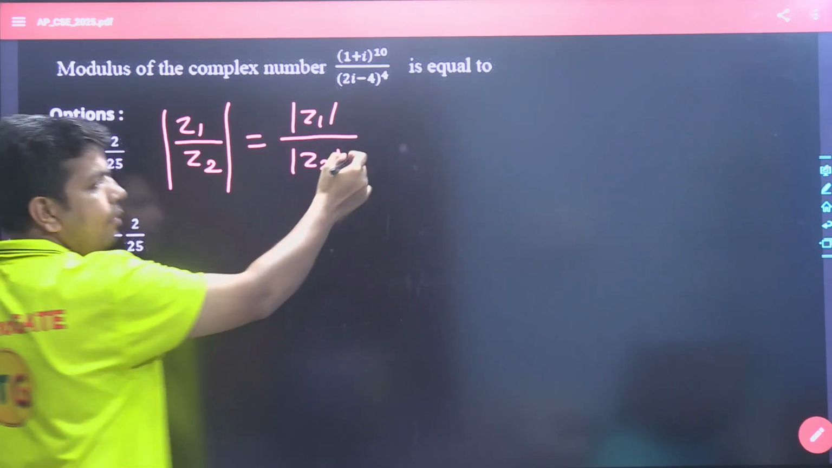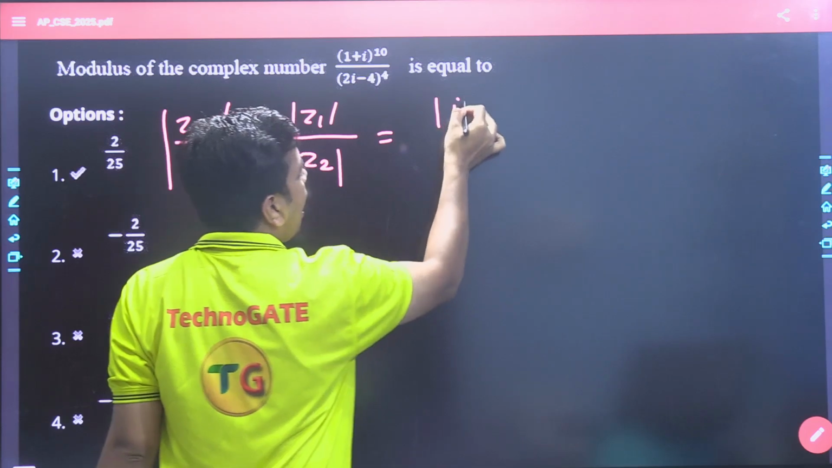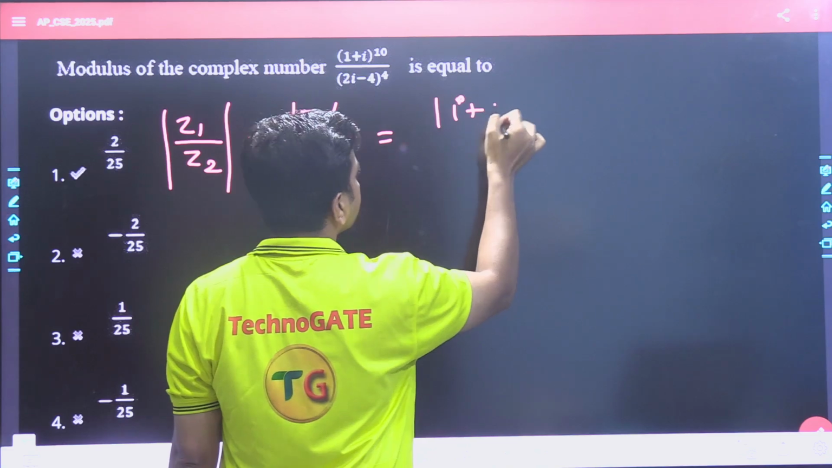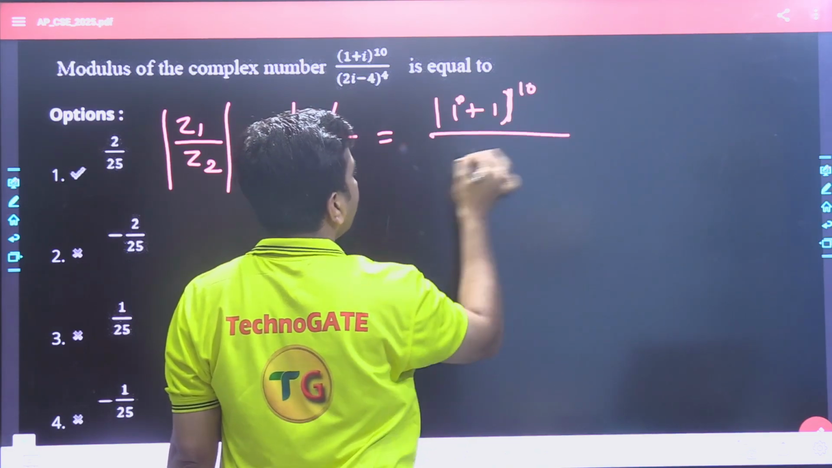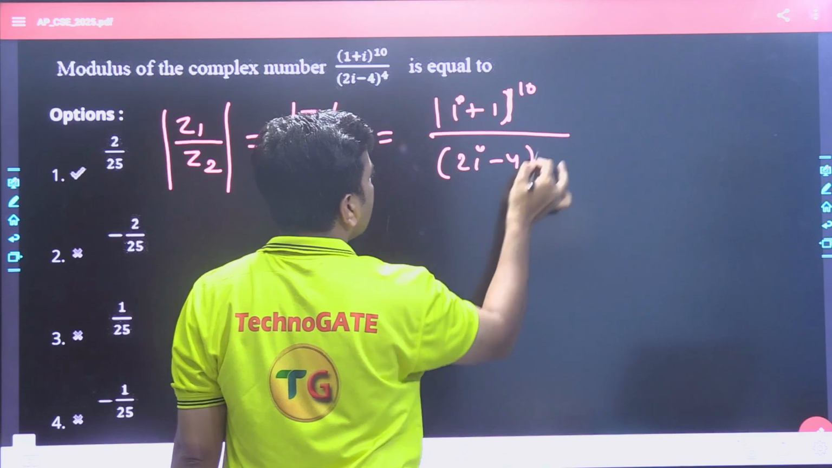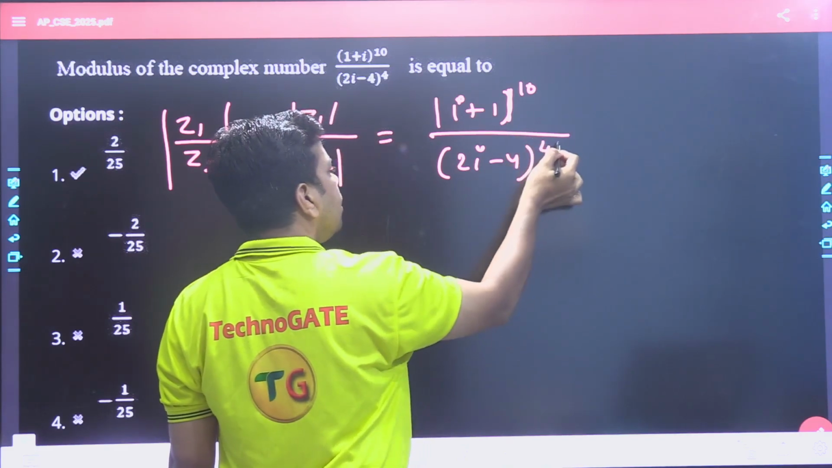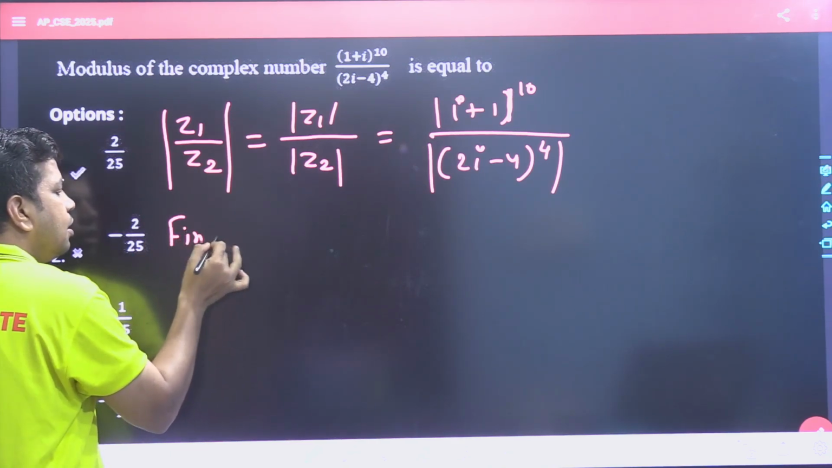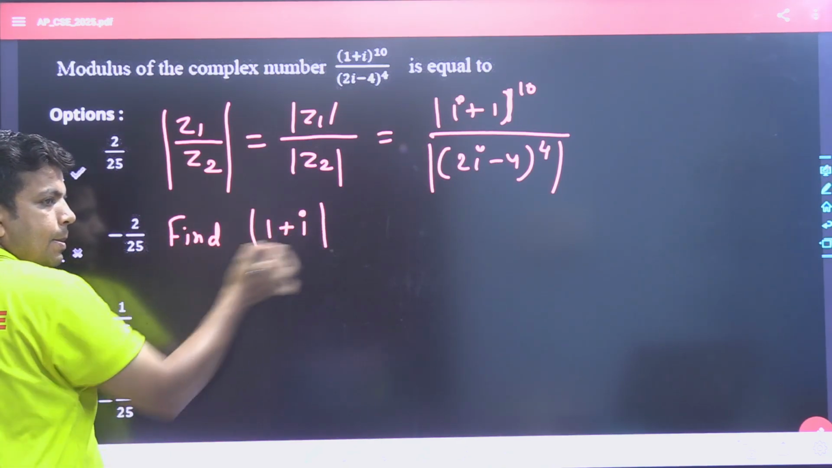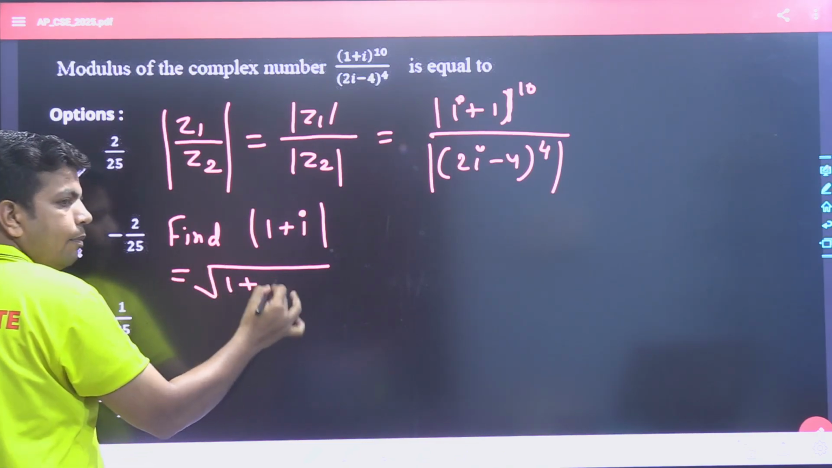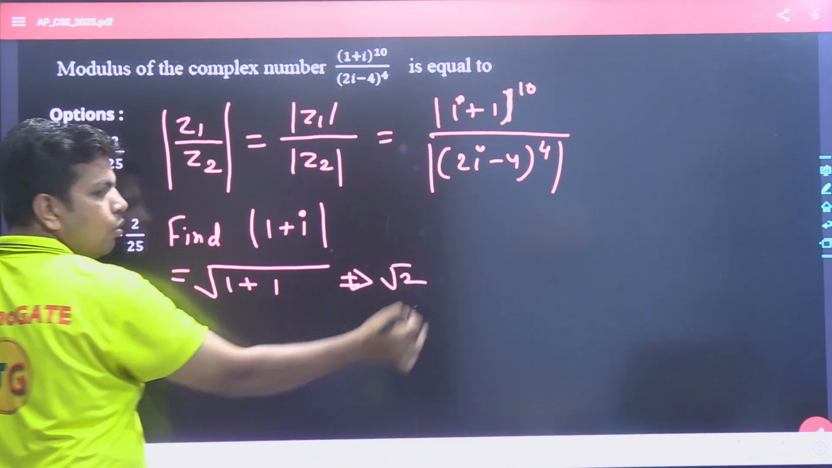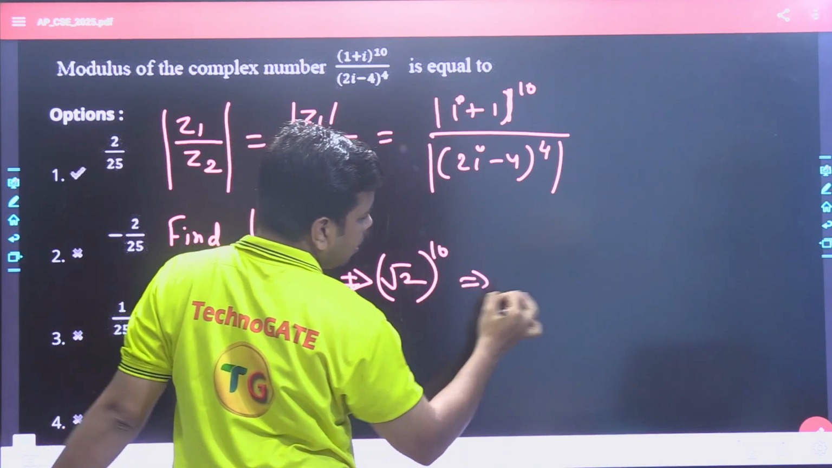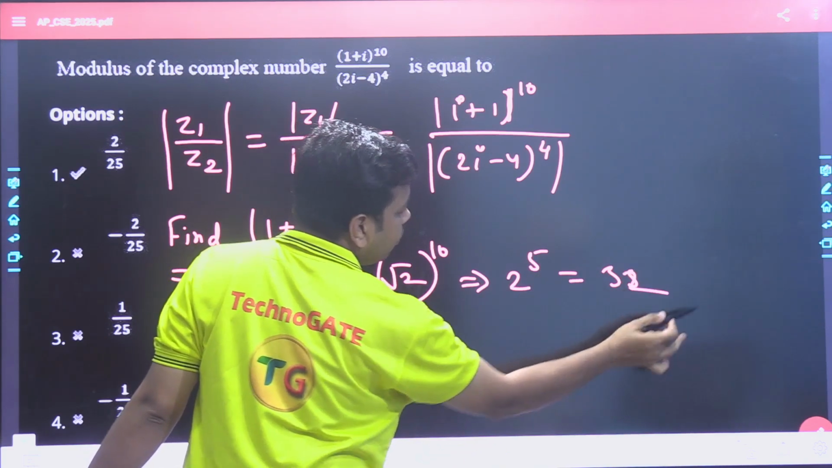So ultimately mod of 1 plus i raised to 10, divided by 2i minus 4 raised to 4. We need to take the modulus of this one also. Let's find mod of 1 plus i. It's simply square root of 1 plus 1, so it becomes square root 2. We need to take simply power 10, so 2 raised to 5 becomes 32.